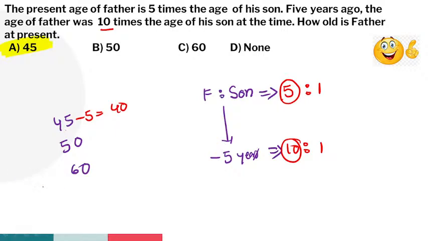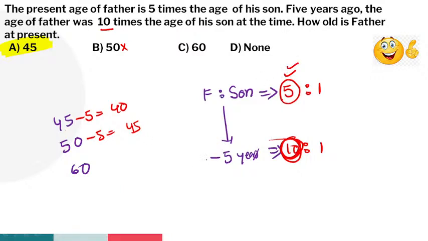Okay. So check the remaining options also. Not satisfied. So 50. 50 is a multiple of 5. Yes. 5 10s are 50. 5 years ago. 50 minus 5, 45. 45 is a multiple of 10. No. That's why wrong. Next. Move on to next one.